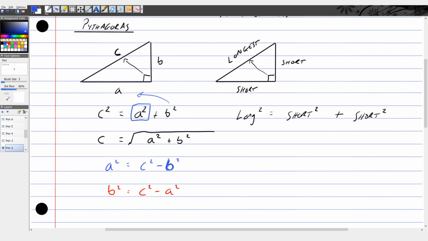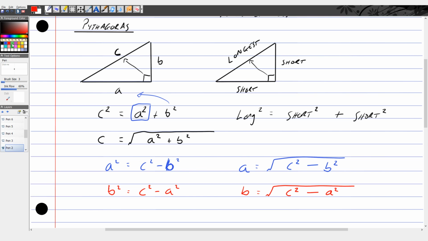But we don't want to find the squares of our answers, we want to find the actual answers themselves. So if we square root both sides, we end up with the shorter side length is the square root of the longest side squared, take away the other short side squared. And the same for B. The length of B, which is this side, if we choose this one to be B, is equal to the square root of the hypotenuse squared, the longest side squared, take away the other short side squared.